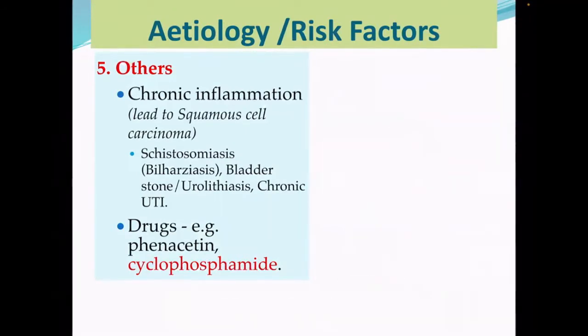There are some drugs which are very toxic to the bladder. For example, cyclophosphamide. Cyclophosphamide is itself an anti-cancer drug. But the problem with this drug is when the metabolite of this drug enters the bladder, it can cause bladder cancer. So anti-cancer drugs used to treat other cancers can deposit into the bladder and can irritate the bladder mucosa and can lead to bladder cancer.